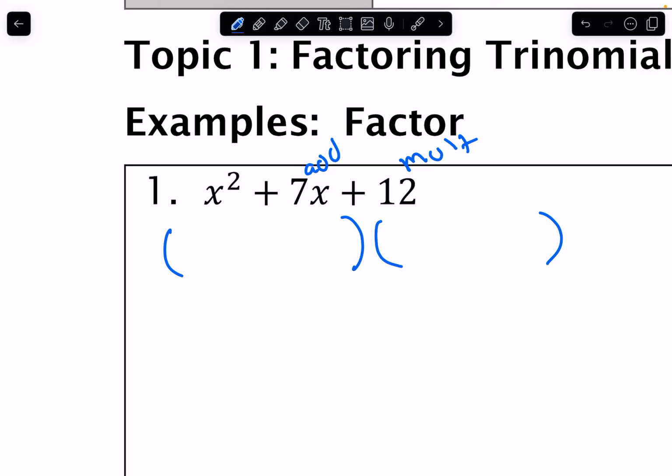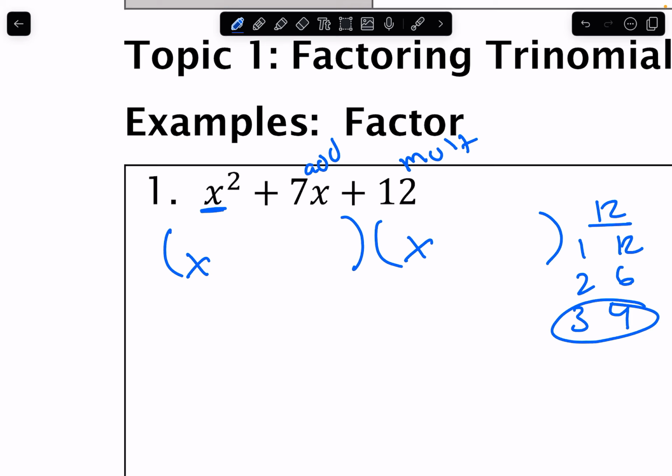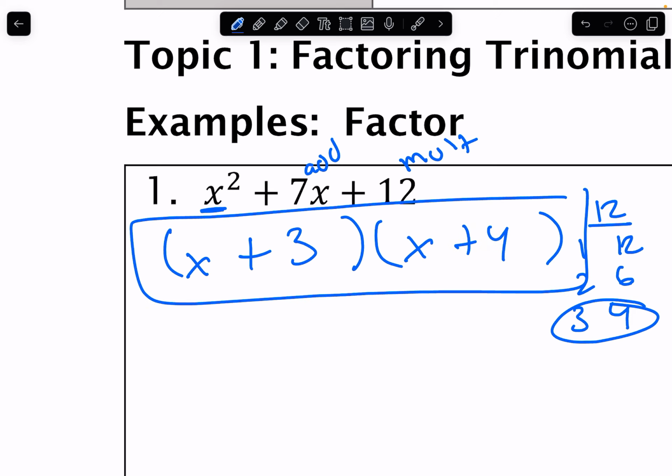To get an x squared, I'm going to need an x and an x here. Now I need to figure out what my multiples of 12 are. You might know the answer just from looking at it, and that's great. If you don't, you can list out the factors: 1 and 12, 2 and 6, and 3 and 4. I want to multiply to a positive and add to a positive, so both numbers are positive. I just have to figure out which pairing adds to 7, and that's 3 and 4. So it's plus 3 and plus 4, and that would be my answer.